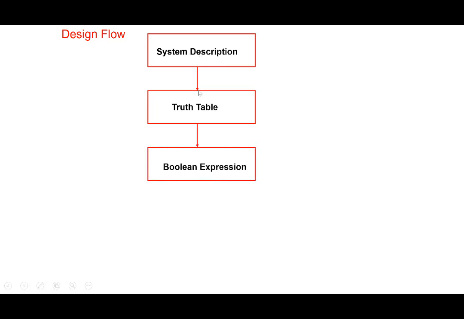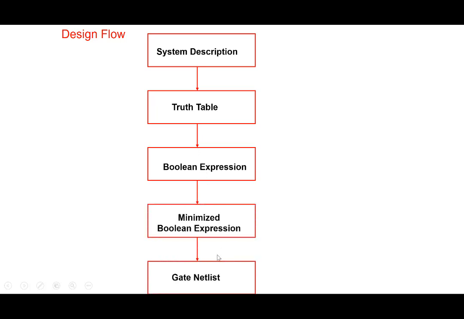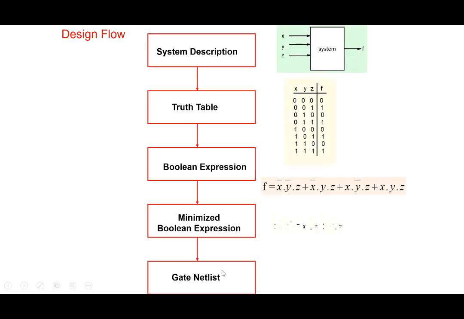Okay, so as a summary, in this combinational digital system design, we start with the system description. We capture the truth table, and from the truth table we get a Boolean expression, then a minimized Boolean expression, and then we implement it using a gate netlist here. All right, so let's stop here.